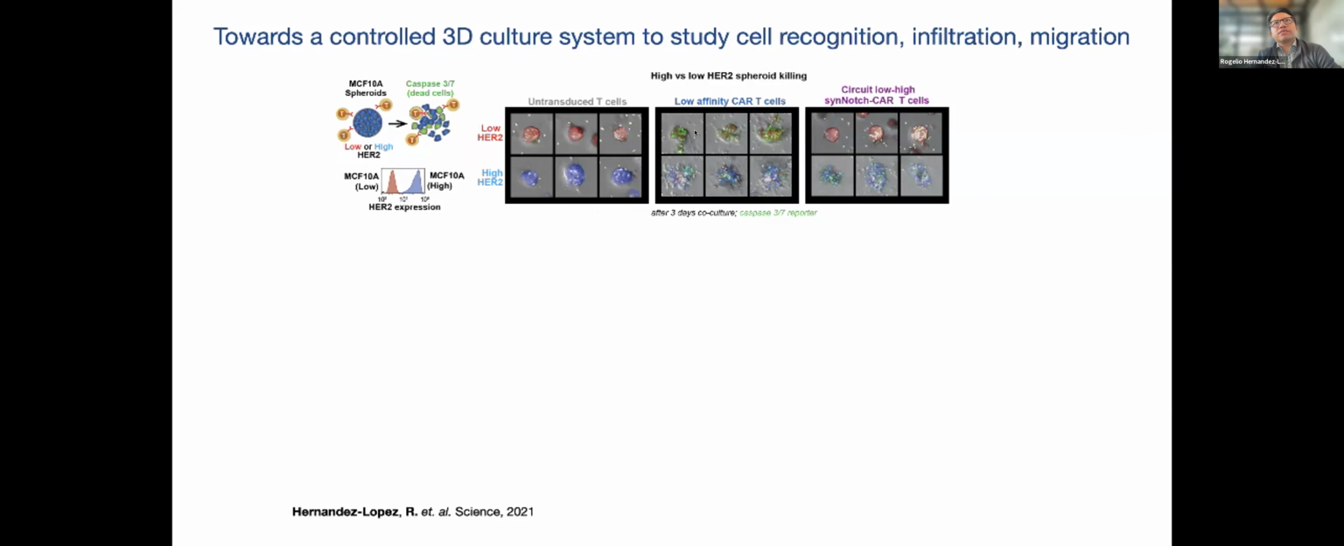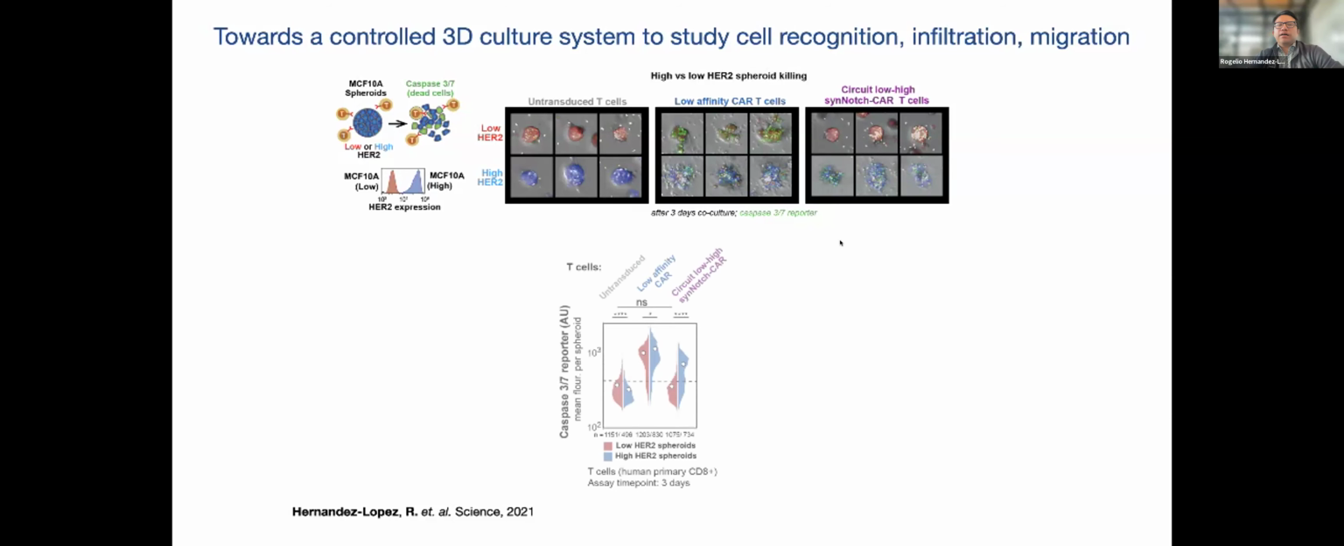If you have now spheroids of both low HER2 and high HER2, but in the presence of T cells that express the CAR all the time, then you see both types of spheroids getting destroyed. And in the context of spheroids that are co-cultured with the circuit T cells, the SynNotch-CAR, only the spheroids with the high HER2 are getting killed. The others, as you can see here, are still round and intact, and we don't detect the green signal.